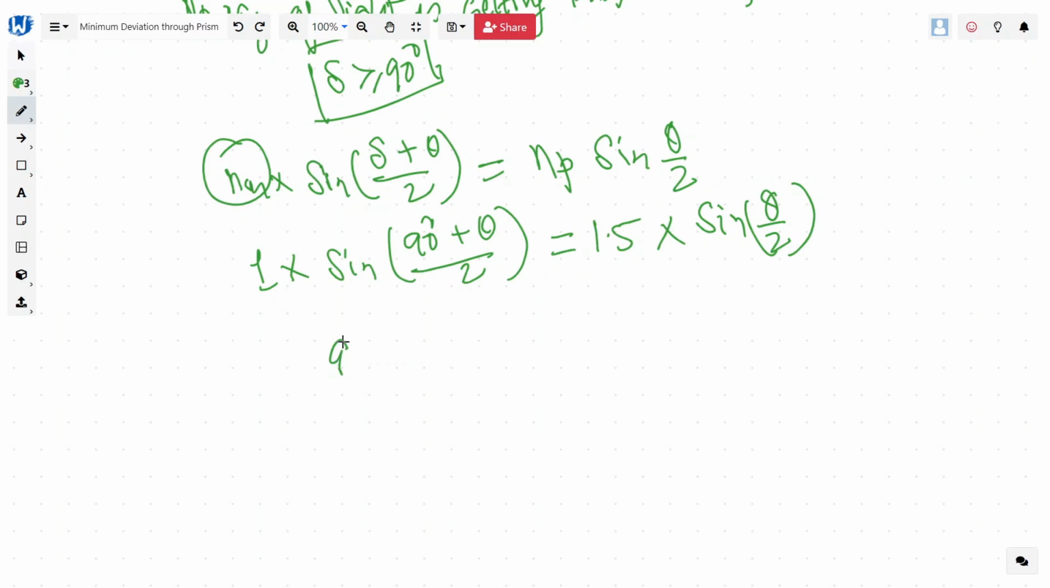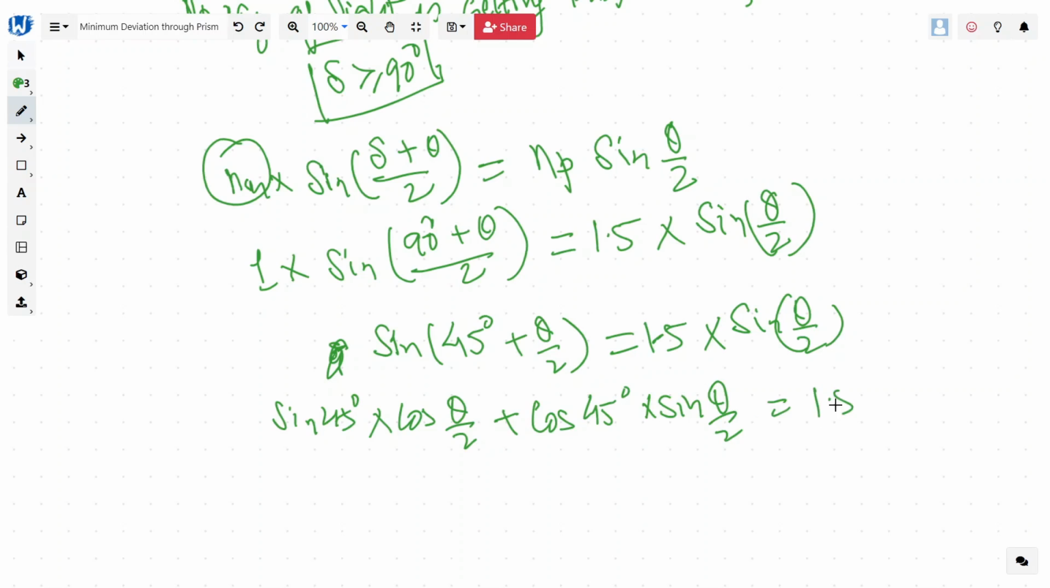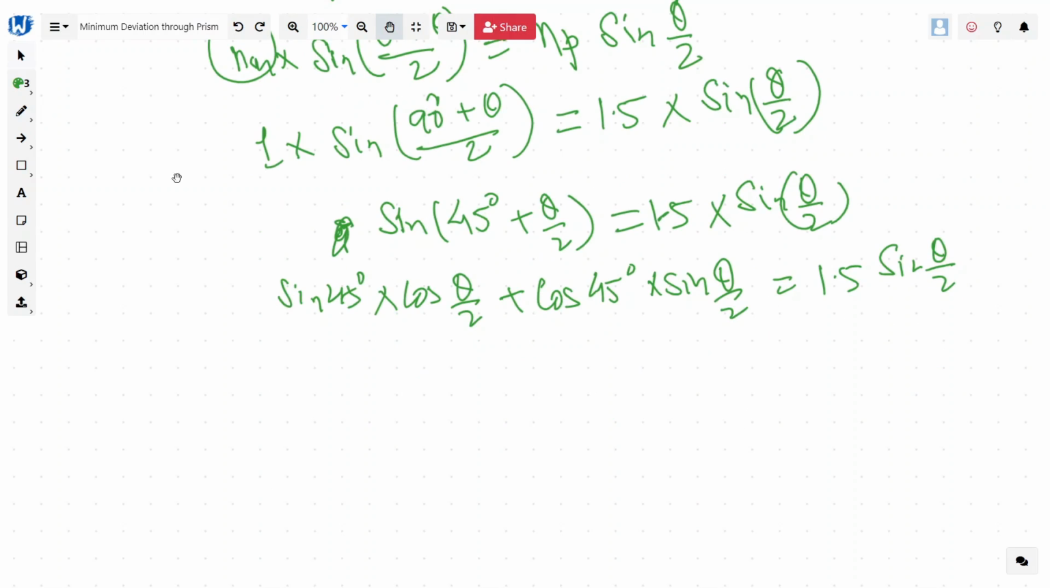So this is sine of 45 plus theta by 2 is equal to 1.5 into sine theta by 2, right? We can write it as sine 45 into cos theta by 2 plus cos 45 into sine theta by 2 is equal to 1.5 sine theta by 2, and when you do all that, at the end of the day you will find that our one unknown, theta, is going to be equal to 84 degrees. Okay, so that's our answer.